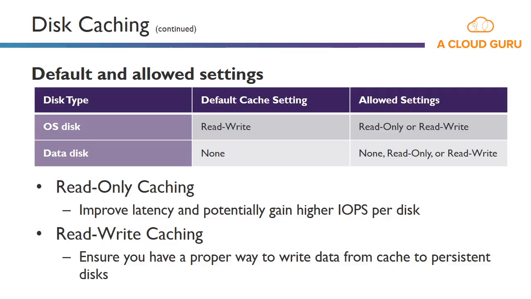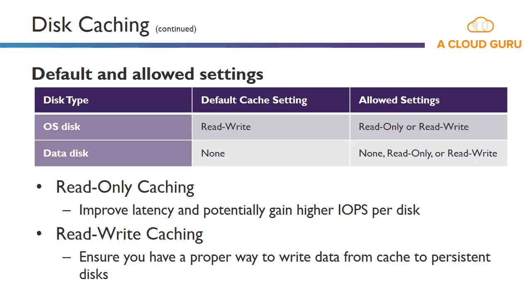On the OS disk, read-write is the default, and you can change that to read-only or read-write, but it is recommended to stick to read-write for your OS disks. Data disks, whenever you add them, have a default setting of none, but you are allowed to change that to read-only or read-write as well.